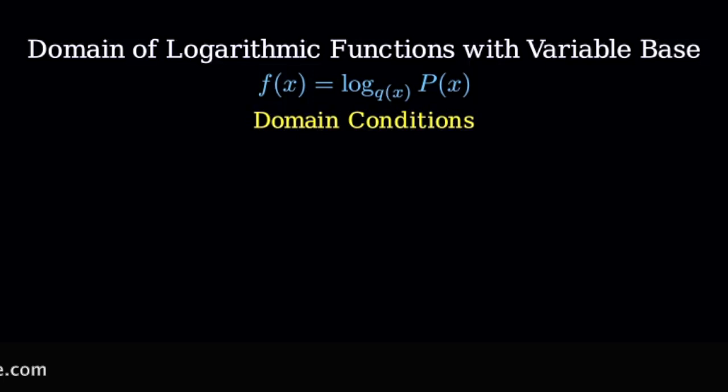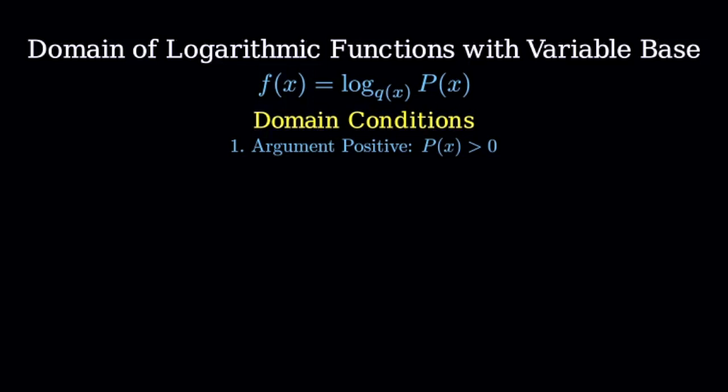definition of logarithms. First, the argument of the logarithm p of x must be strictly positive. You can only take the logarithm of a positive number. Second, the base of the logarithm, q of x, must also be strictly positive. The base of a logarithm must be a positive real number. And third, the base q of x cannot be equal to 1. A logarithm with base 1 is undefined.